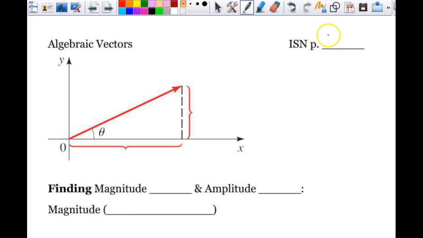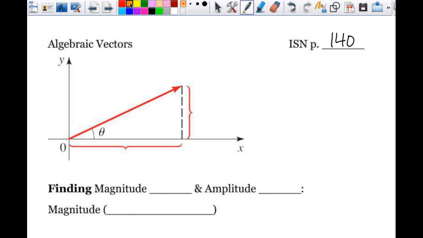All right, this is going on page 140 when we are done. And we're going to look at vectors from an algebraic perspective, which we really kind of started on Friday because I didn't want to do just the geometric perspective with you.